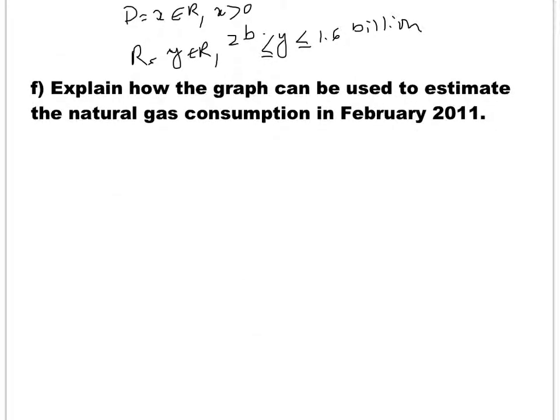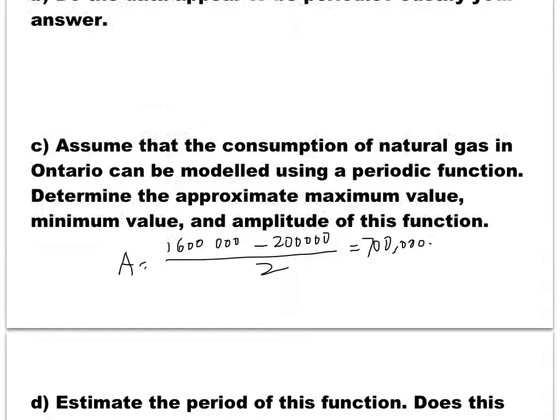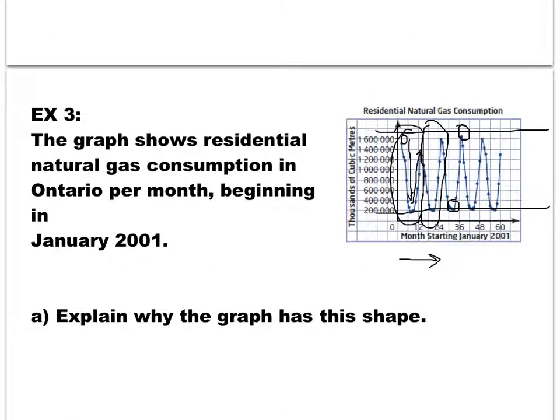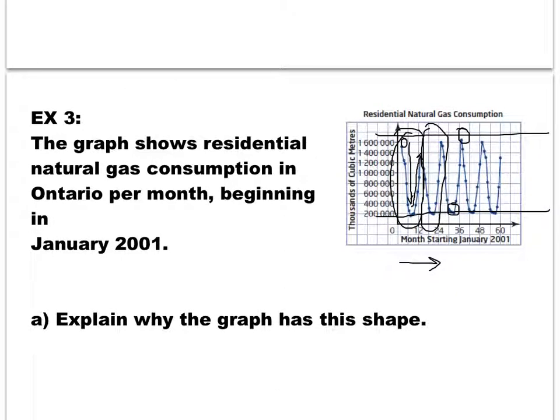Okay, the last question is how can I use this graph to estimate the natural gas consumption in February 2011? So what we do is we're going to go back to the graph. The graph gives you the value starting at 2001, and this one is 5 years. So it's going to give you the value of the gas consumption until 2006.